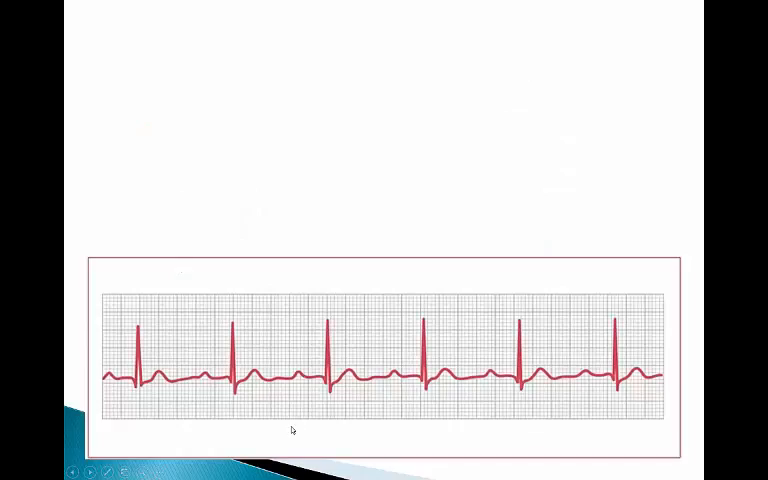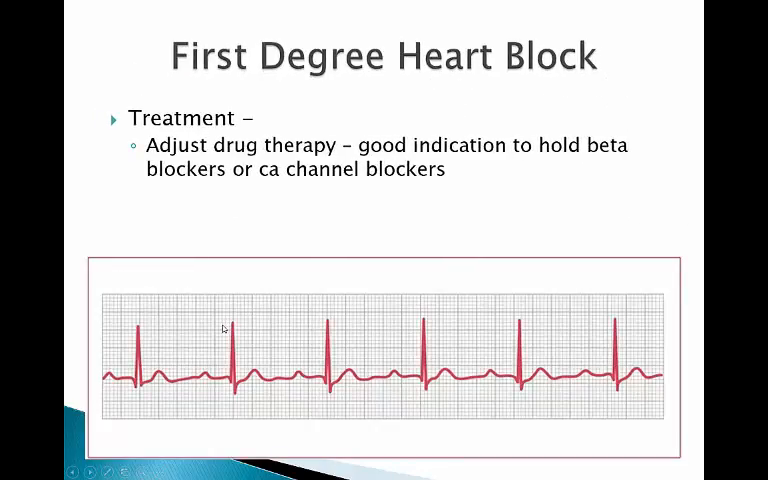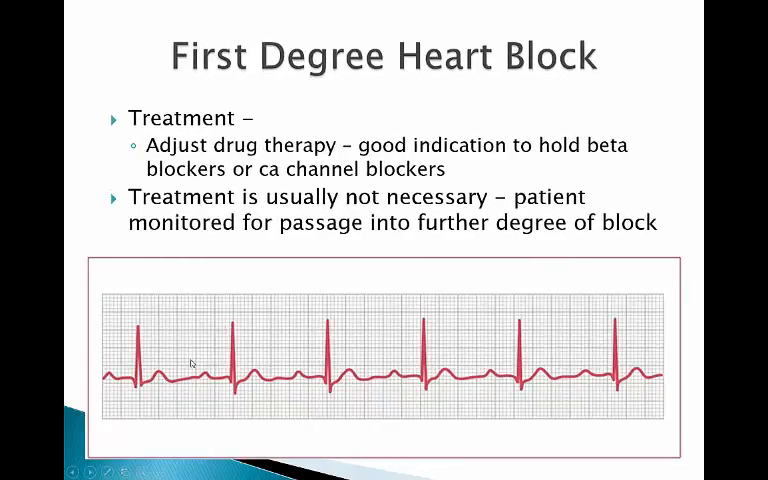Okay? So again, this is what first degree heart block looks like. Okay? It looks just like sinus rhythm. So the only reason you would know that it's first degree heart block versus sinus rhythm is you would measure the PR interval and it's going to be greater than 0.20. Okay? Otherwise it looks just like sinus rhythm.